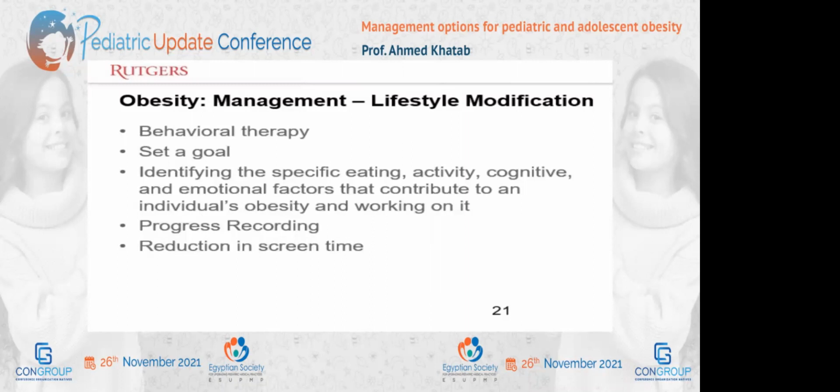You want to set the goal and identify any specific eating activity or cognitive or emotional factors that actually contribute to the individual's obesity and start working on it. You want to also record the progress, and this allows the caregiver to gauge and recommend further changes. And of course, reduction in screen time is highly recommended here.